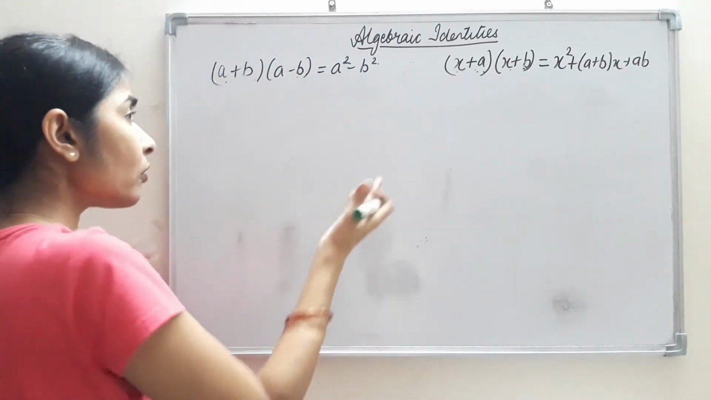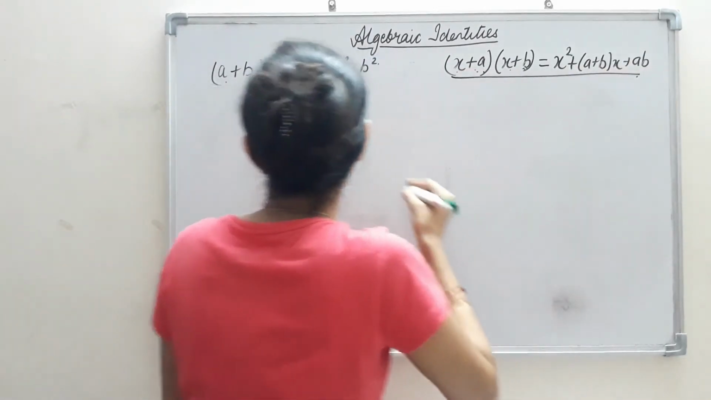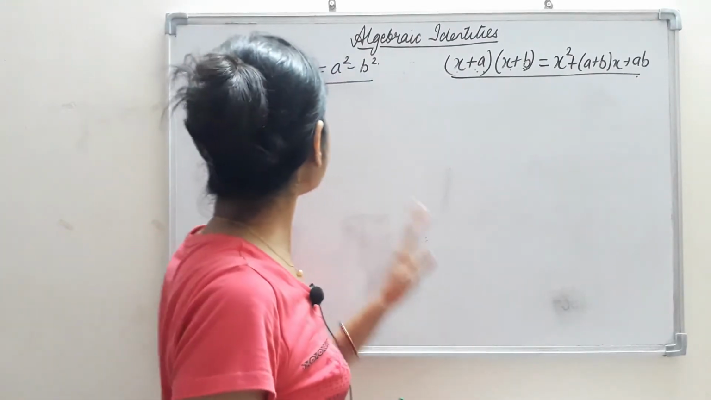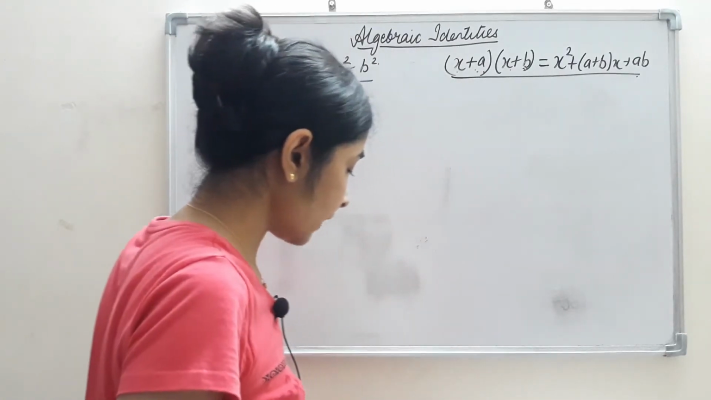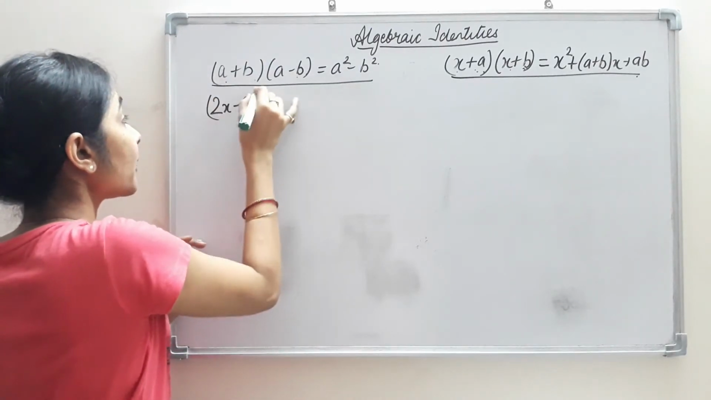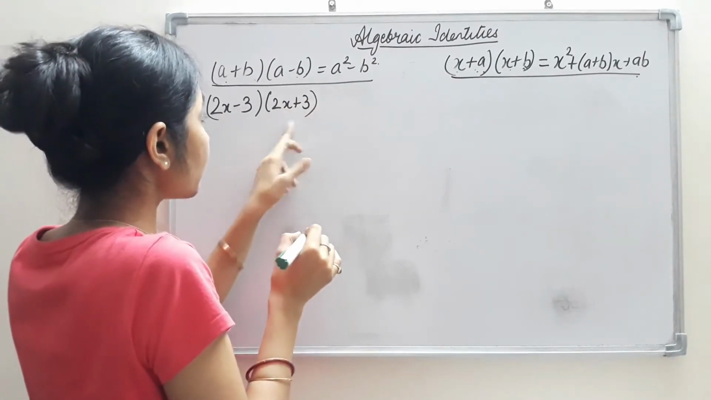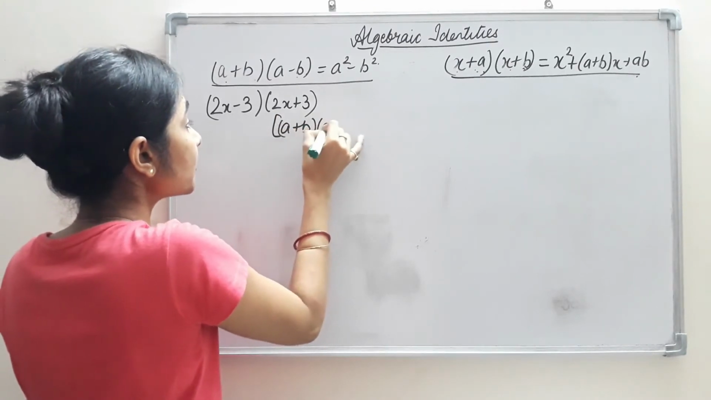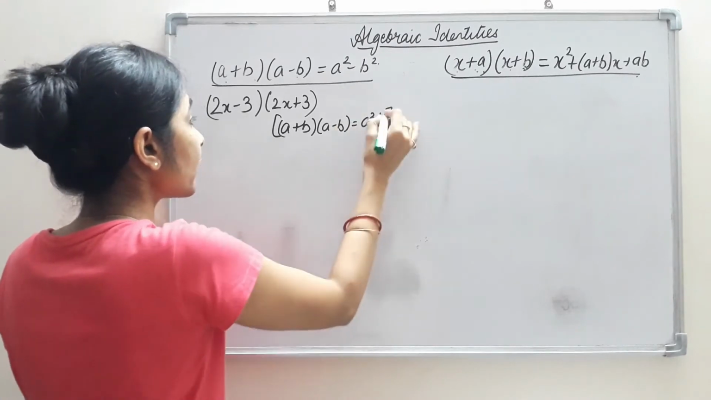Now solve the examples with the help of these identities. This is the fourth identity and this is the third identity. Let us see an example related to the third identity, where we have one positive and one negative. So (2x minus 3) multiplied by (2x plus 3). We have the same terms but the sign is different. So we'll use the identity (a plus b)(a minus b) gives us a square minus b square. Always we are supposed to write the identity.